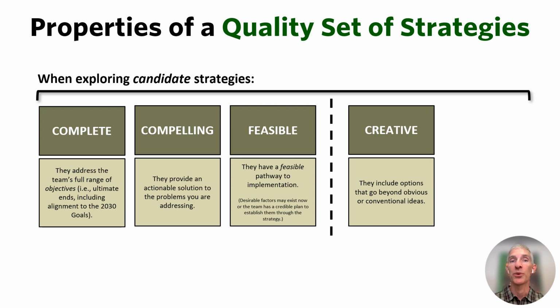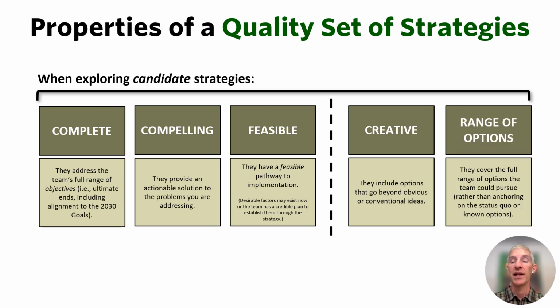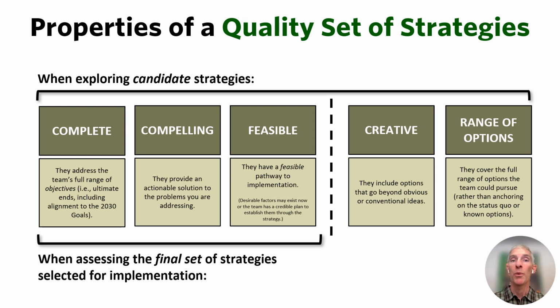The next property is creative, meaning the candidate strategies include options that go beyond obvious or conventional ideas. And similar, the last one is the range of options. Making sure the team is prepared to explore a wide range and isn't just anchoring on known or the status quo options in its brainstorm. So when the planning team works through the module and is ready to select its final set of strategies, it's the first 3 properties that should mostly guide the decision-making process: complete, compelling, and feasible.